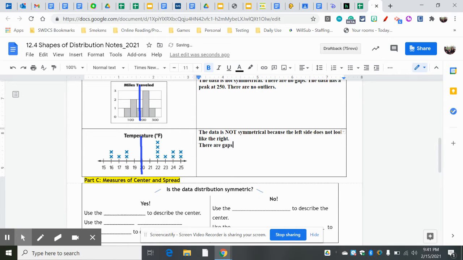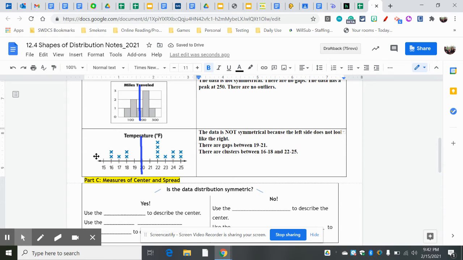There are gaps between 19 through 21. There are no numbers between there, 19 and 21, because they have no values. There are clusters. So remember, clusters are closely grouped together. There are clusters between 16 and 18, and also 22 through 25.